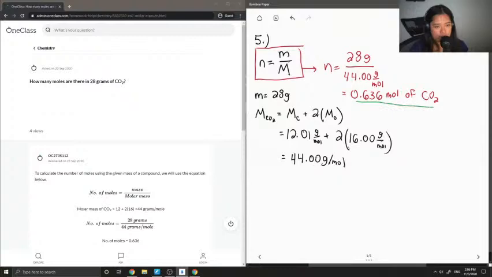So again, if you get confused about which one is on top, like mass or molar mass, always pay attention to the units. So you'll see our grams should cancel out and our moles should go from the denominator to the numerator.